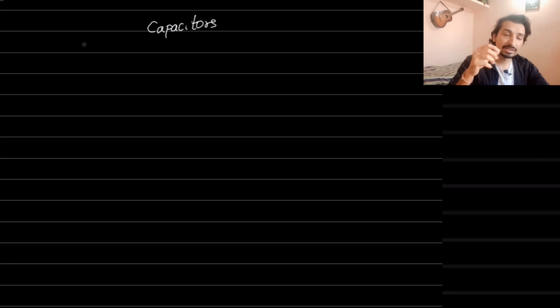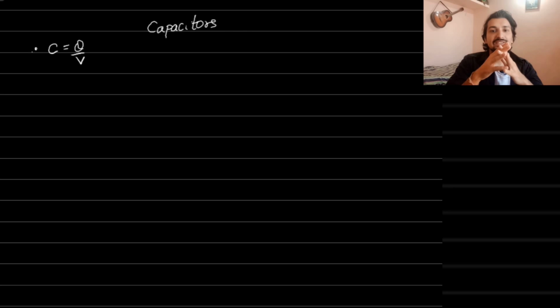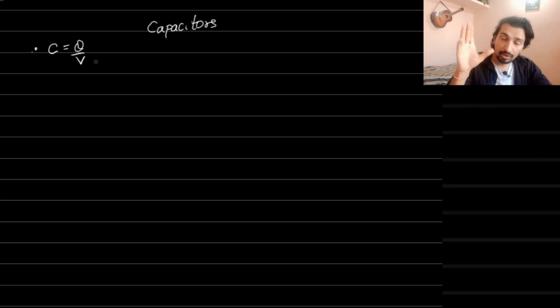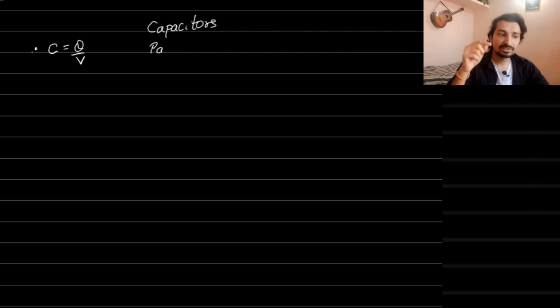So what is capacitance? Capacitance is a term which tells how good a capacitor is, like its power. Capacitance is how much charge it can store per volt, per unit potential difference. So that can be represented as Q by V. Capacitance is Q by V.